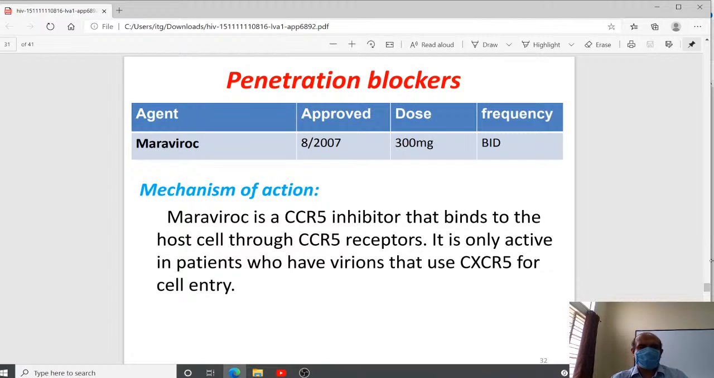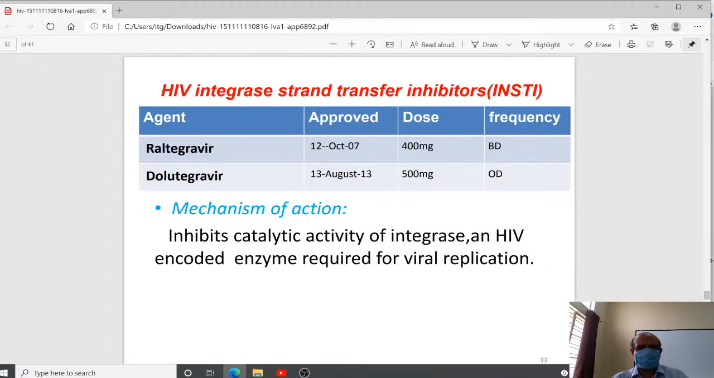The penetration blockers are Maraviroc. The mechanism of action is that Maraviroc is a CCR5 inhibitor that binds to the host cell through the CCR5 receptor. It is also active in patients who have virions that use CXCR4 for cell entry.